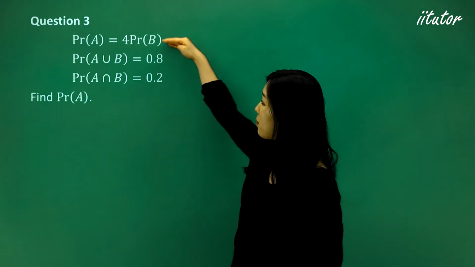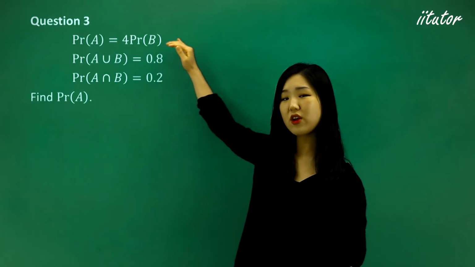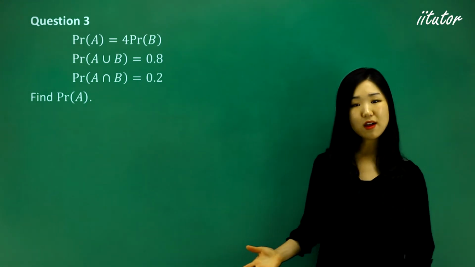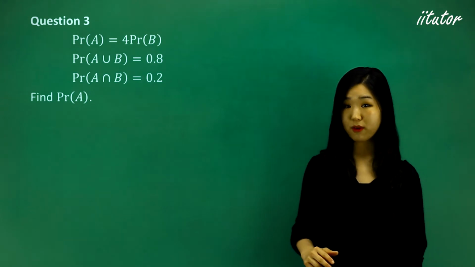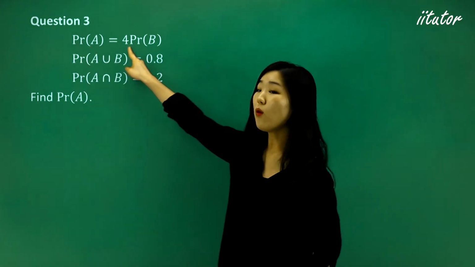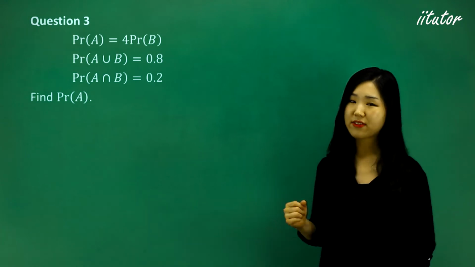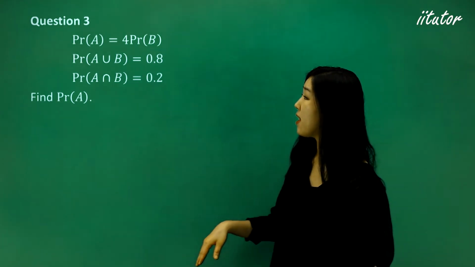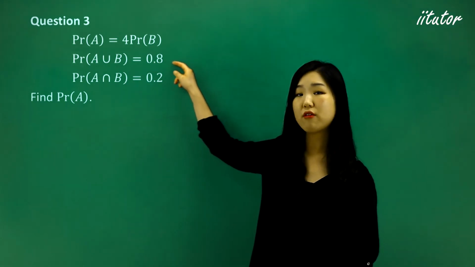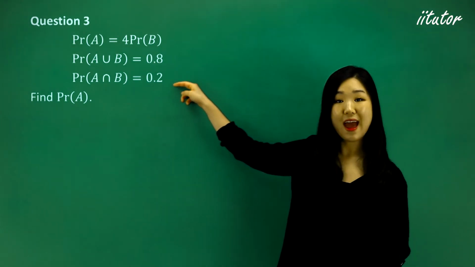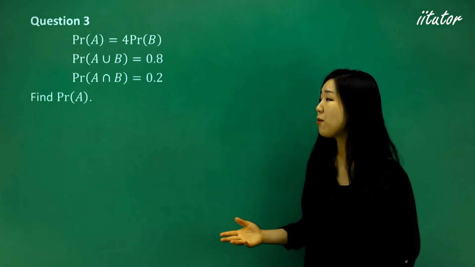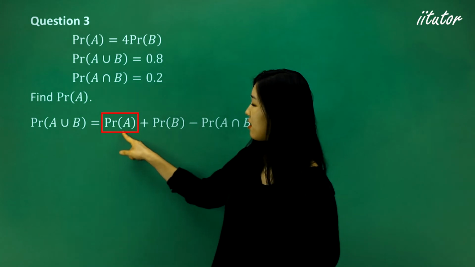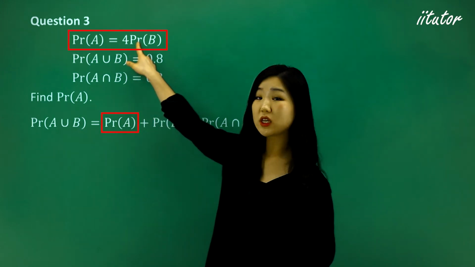Question 3, probability of A. This time it looks a bit different. They don't give us the value of probability A. They also don't give us the value of probability B, but they tell us the relationship of probability of A and probability B. Probability of A is 4 times the probability of B. That's some information that gives us, so that's a bit of unique information, isn't it? So I'll show you how we're going to use that later. They also give us the probability of A or B, probability of A and B. So they give us those parts. And what they're asking us to find is the probability of event A alone. You can see they tell us the probability of A is 4 times the probability of B.